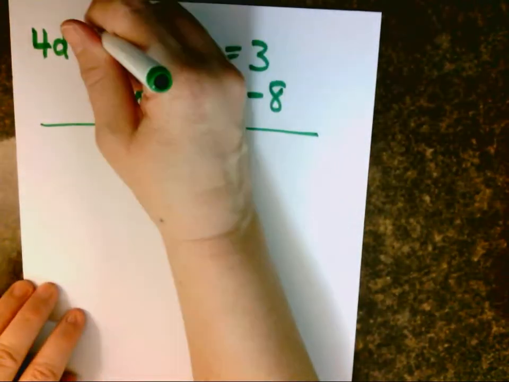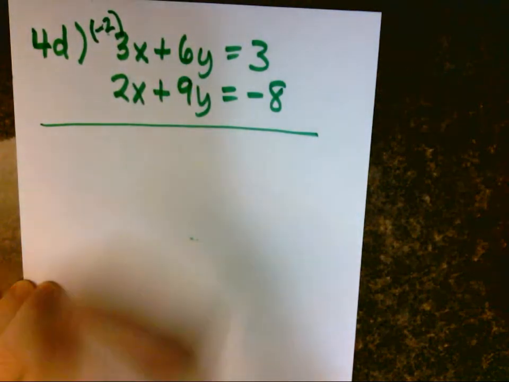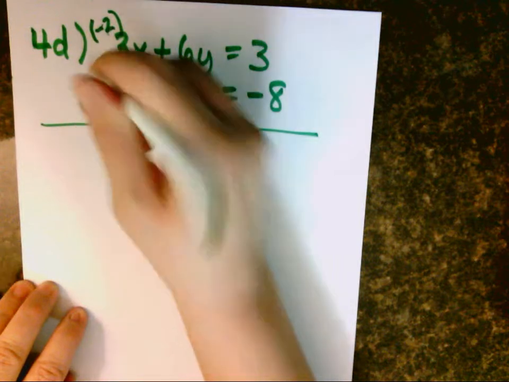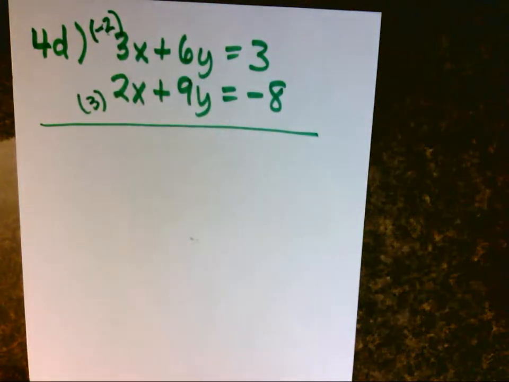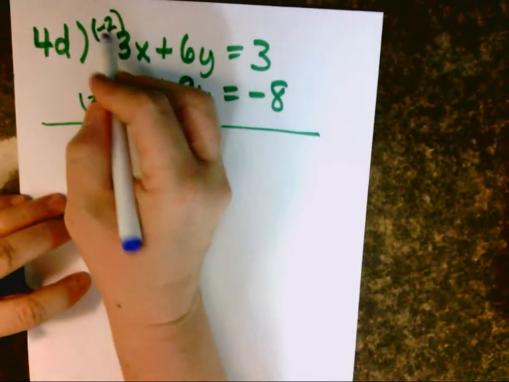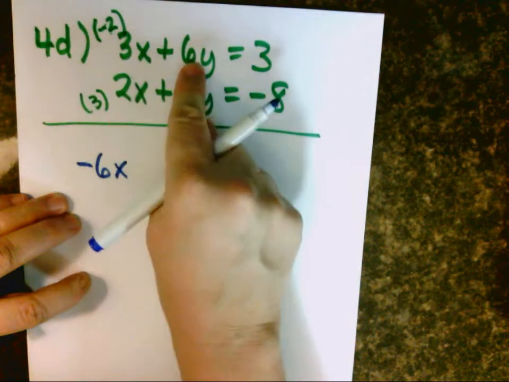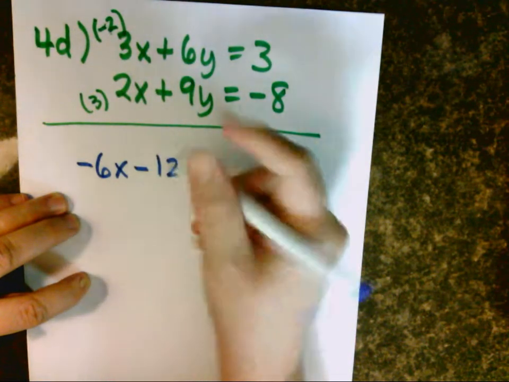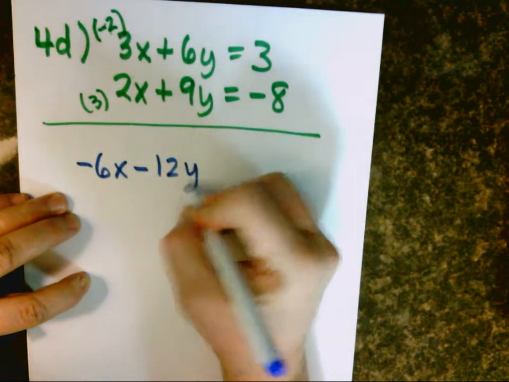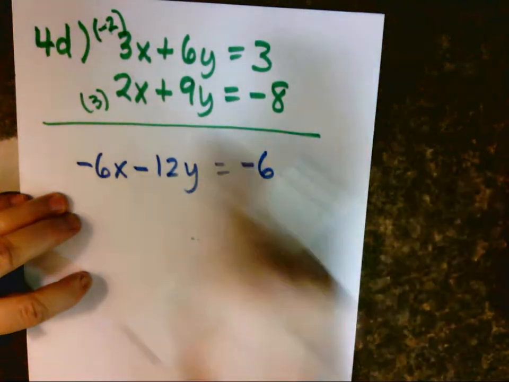So I'm going to multiply the first one by a negative 2. That will make a negative 6x. And I'm going to multiply this one by a 3, and that'll make a positive 6. So then I'll have a negative 6 and a positive 6. That's my plan. So negative 2 times the first one gives me a negative 6x. Negative 2 times 6 is negative 12. Oh, goodness. And we get negative 6 over here. So I multiplied by a negative 2.